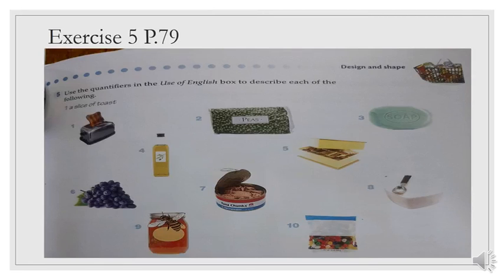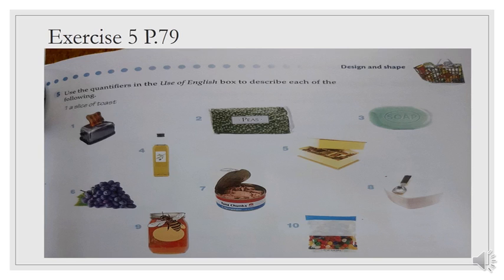Moving on to page 79 with exercise number 5, we would find a very simple exercise. Actually, this exercise is much lower than our level, however, we're going to solve it anyway. So for the first one, we have a slice of toast. For the second one, it is a bag of peas. For the third one, it's a bar of soap, while for the fourth one, it's a bottle of olive oil. The fifth one would be a box of chocolate. The sixth one here would be a bunch of grapes.